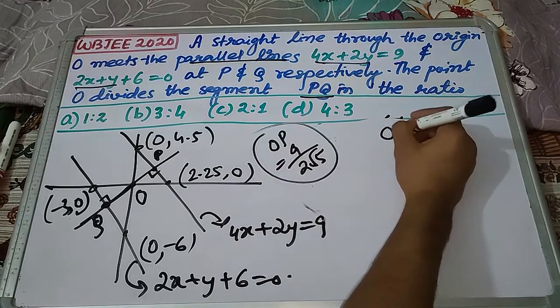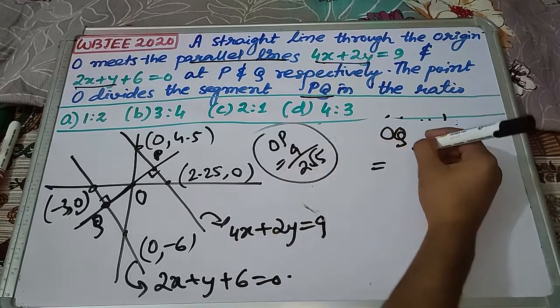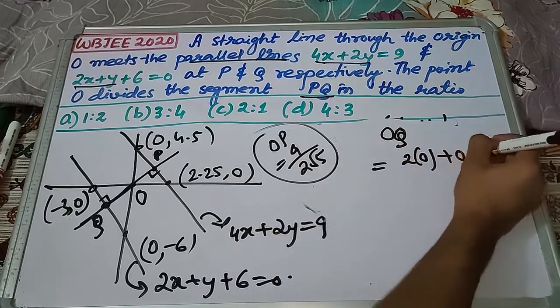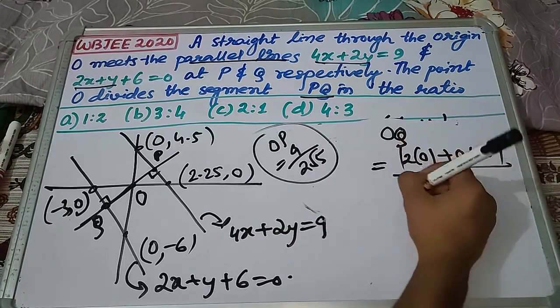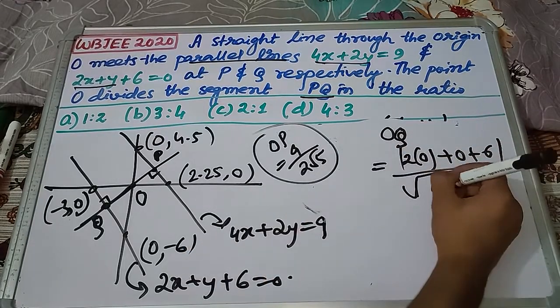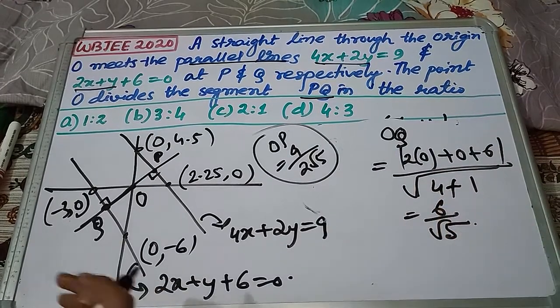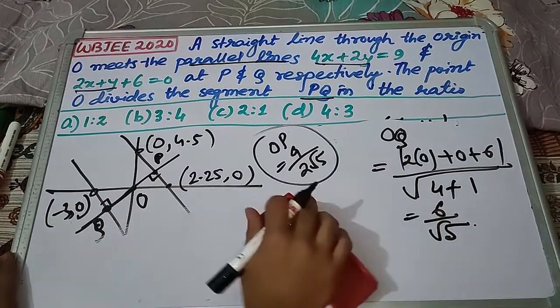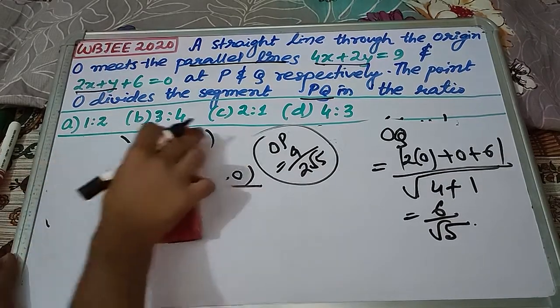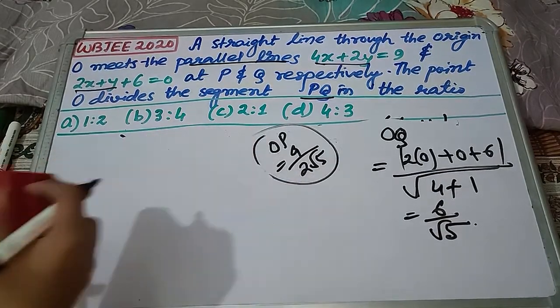The last step is finding OQ. So what is OQ? Mod of 2 into 0 plus 6, divided by root under 2 square 4, 1 square 1, 6 by root 5. This is our OQ. Now the question is very clear. Just divide the two and you are good to go.